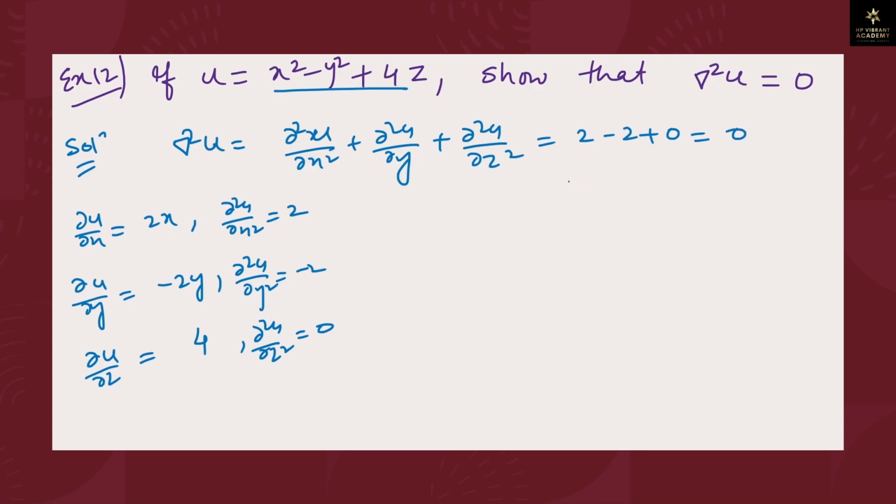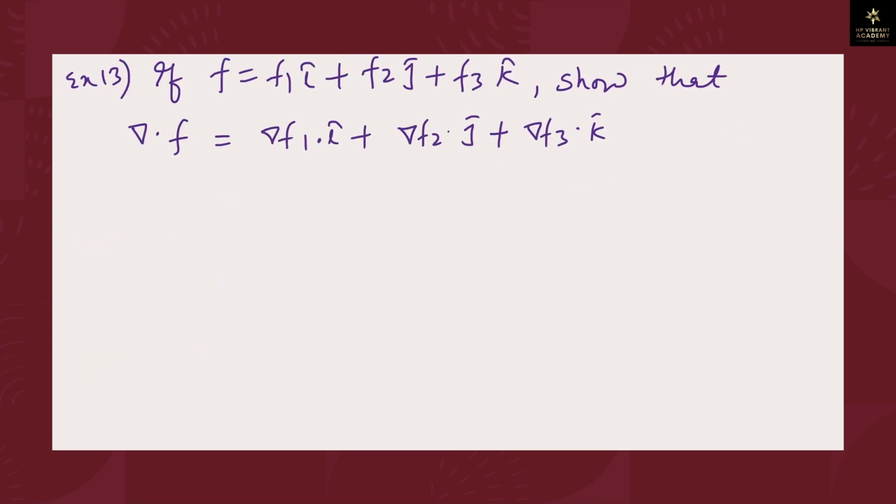Okay. Now let us discuss question number 13. How we can find this? So we have the value of f as this one. Show that del dot f is equal to del f1 i cap plus del f2 j cap plus del f3 k cap. So let us find del f1. What is del f1?